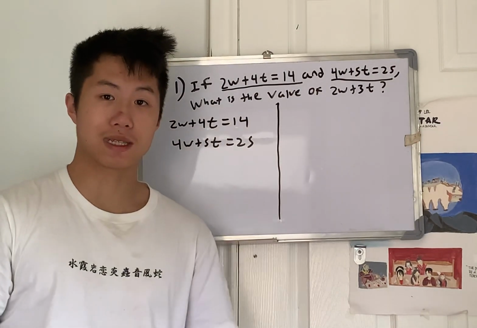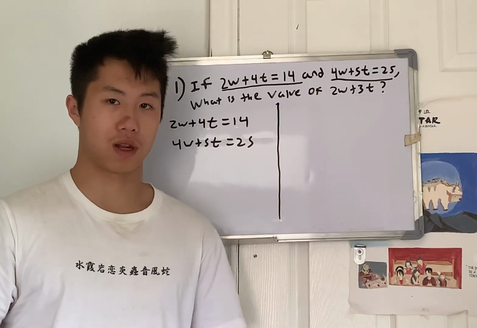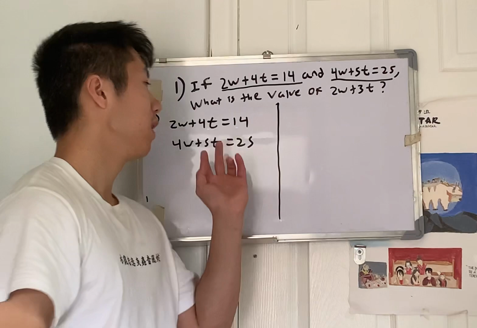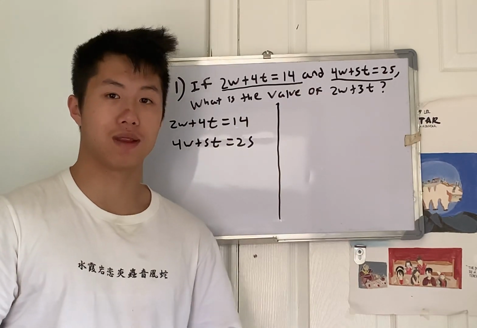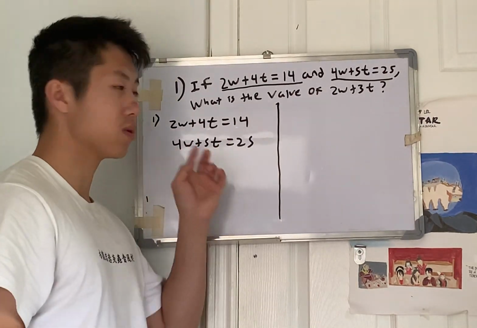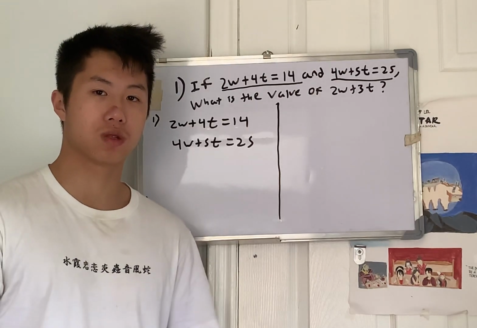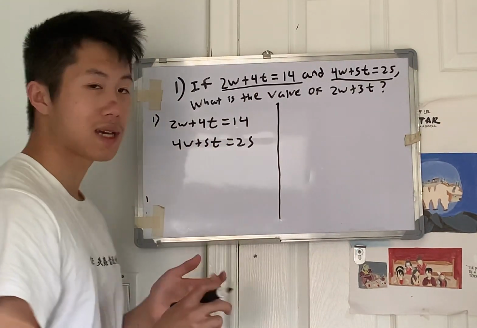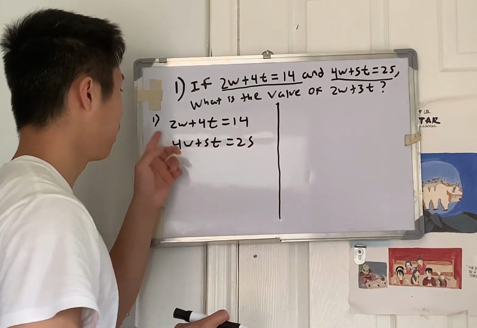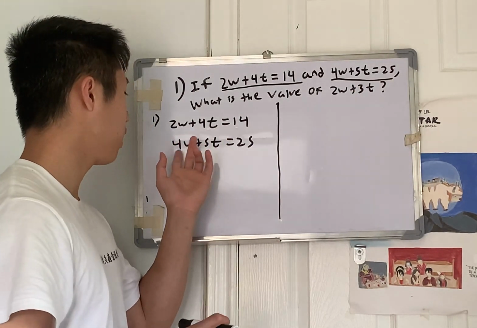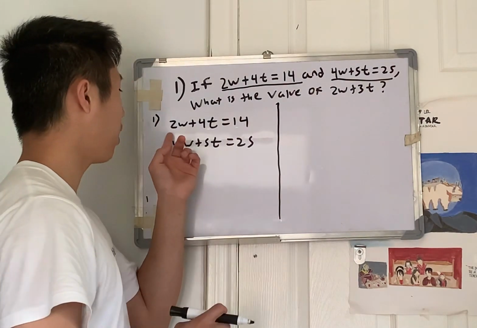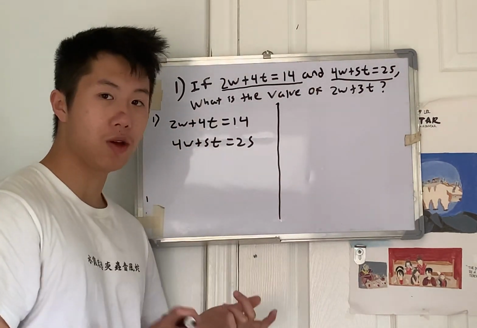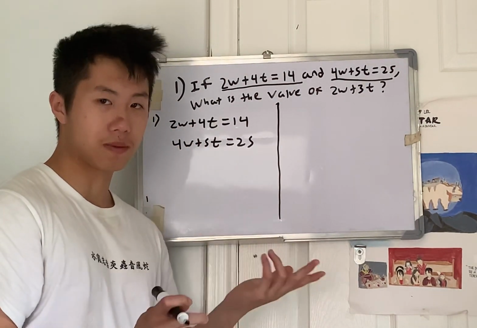Now, in order to solve the systems of equations, what you must do is try to use elimination or substitution. In most cases, you're going to use elimination, and this is how. We want one of our variables, either w or t, to be equal in the other equation. So in that case, what's the least common multiple of 2 and 4? It's going to be 4, right? 2 times 2 is 4, and 4 times 1 is 4. Now, how do I get from 2w to 4w? I'm going to multiply by 2.